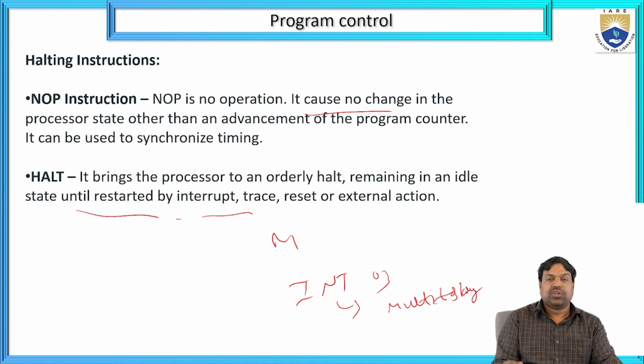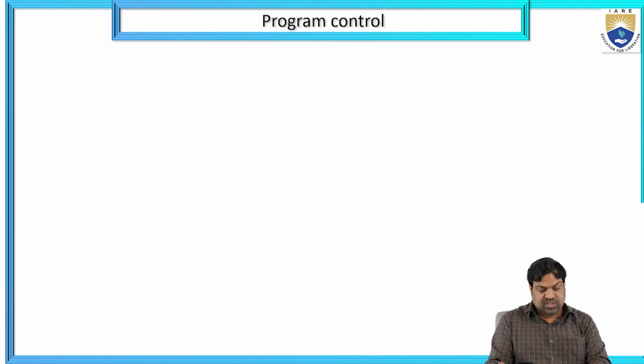So multiple operations are going on, so we have to halt for some time to get the output. We have to wait some time for another input. That is called halt: it brings the processor to an orderly halt, remaining in an idle state until restarted by interrupt, trace, reset, or external action.